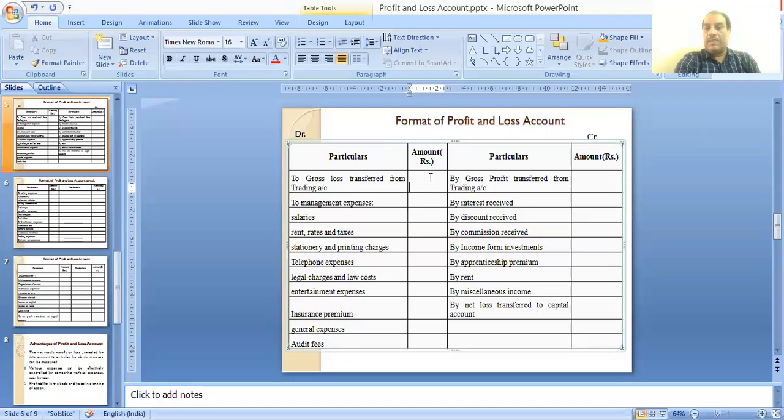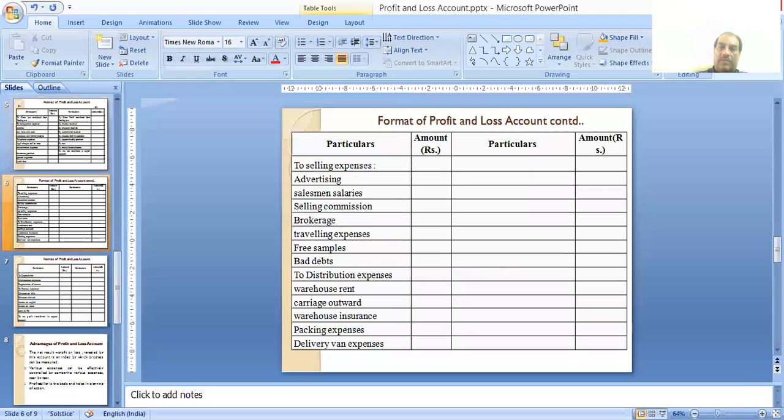Similarly, commission received, income from investment, then rent, apprenticeship, miscellaneous income, net loss transferred to the capital, and then lastly by net loss transfer to the capital. We will see the differences between both sides, and if there is a loss, then we will write by net loss transfer to capital account. It will be transferred to the capital account of the owner.